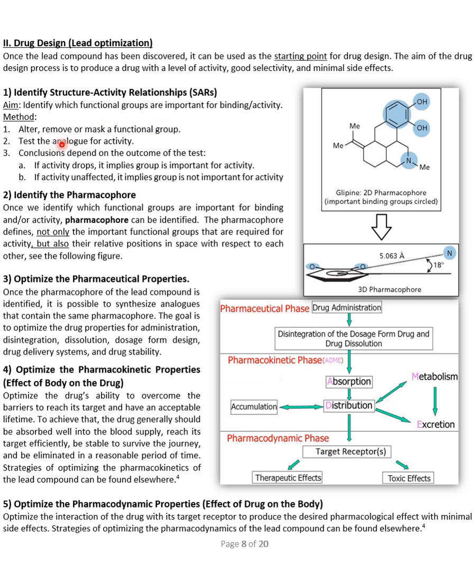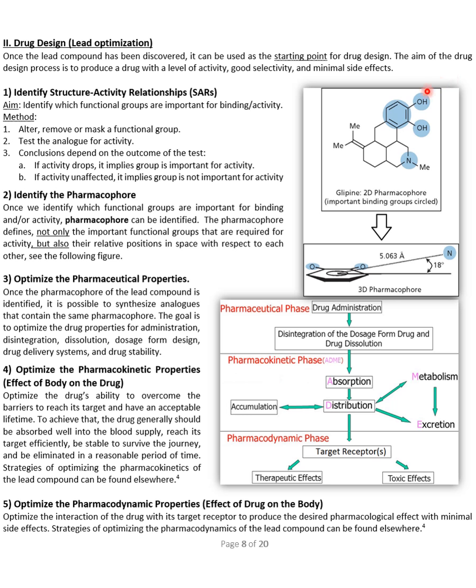The method of identifying the functional groups that are important is basically you alter, remove, or mask a functional group. Let's say this OH group, you want to find out if it's important or not. So you would change it, remove it, or maybe mask it. Masking it means you add another group to prevent it from binding with the receptor or the target.